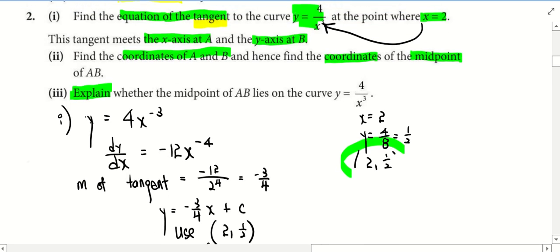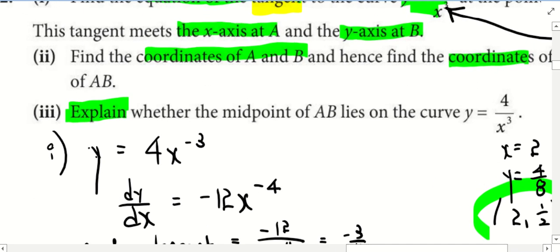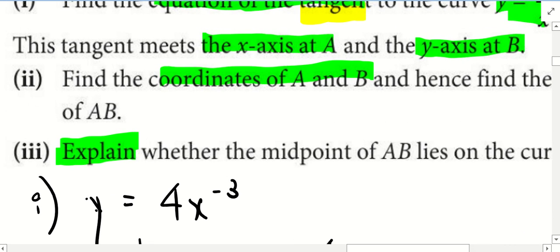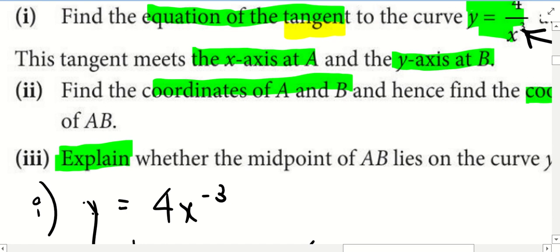Okay, in part 2, you see something new. The tangent meets the x-axis at A. The tangent also meets the y-axis at B. This is basically the intersection of the x-axis at A, the intersection of the y-axis at B. Am I right? Okay, if I need to find intersection, I need to know the equation of the x-axis. So the equation of the x-axis is y = 0. The equation of the y-axis is x = 0.